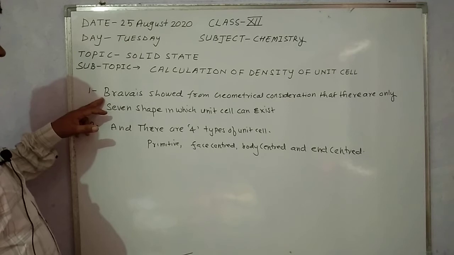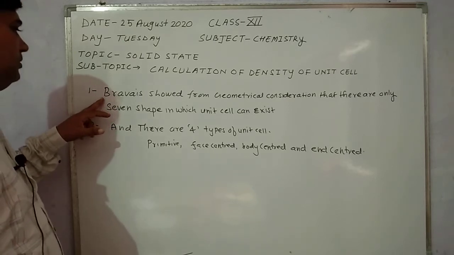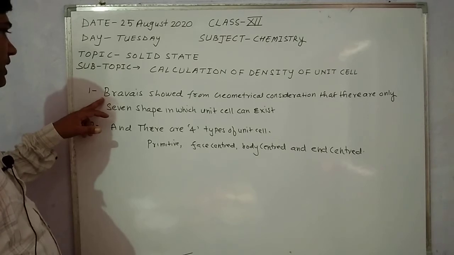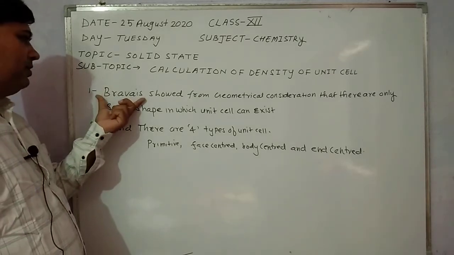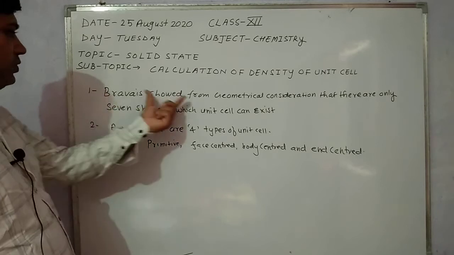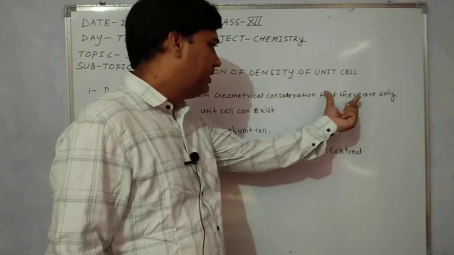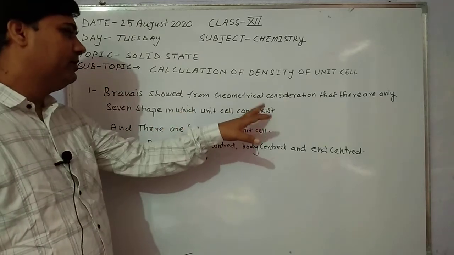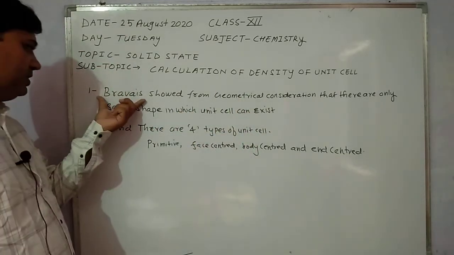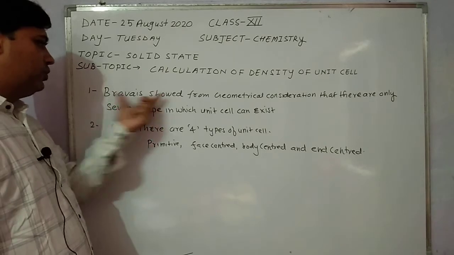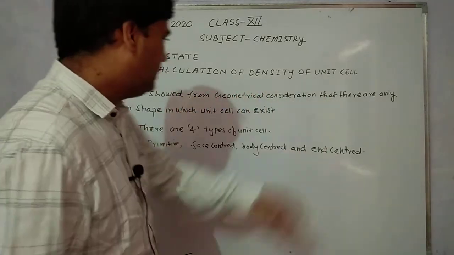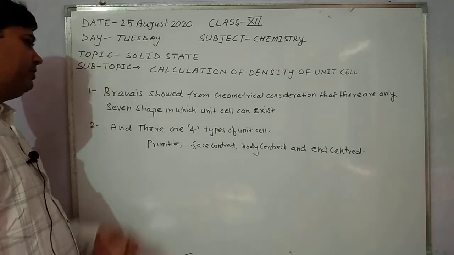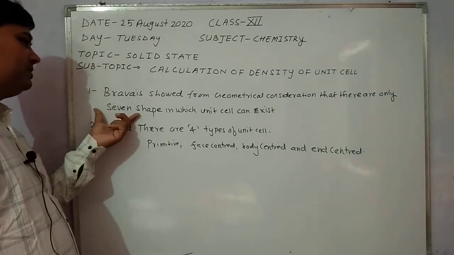According to Bravais, there are 14 possible three-dimensional arrangements of a unit cell called Bravais lattice. Bravais showed from geometrical consideration that there are only 7 shapes in which a unit cell can exist. That is, the shape of a unit cell is of 7 types.